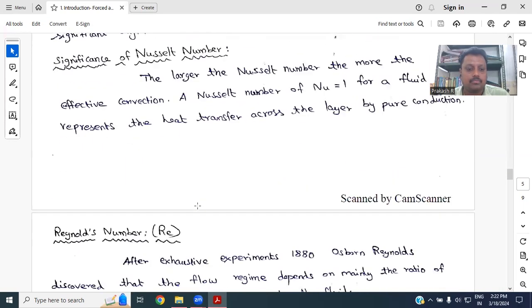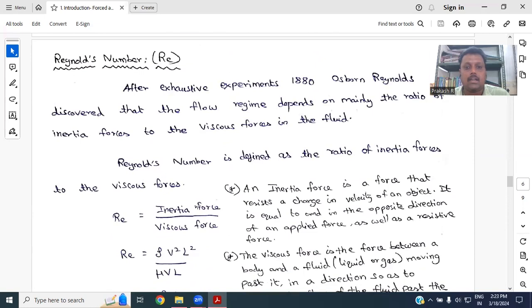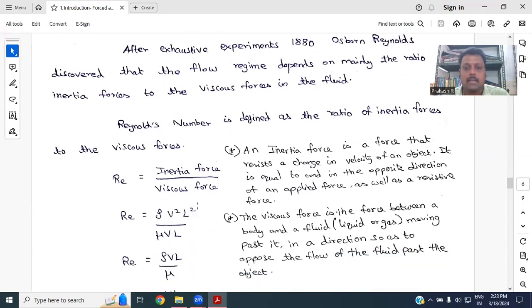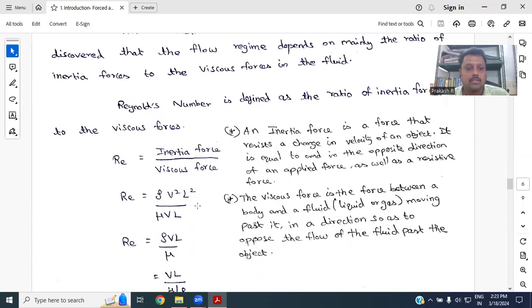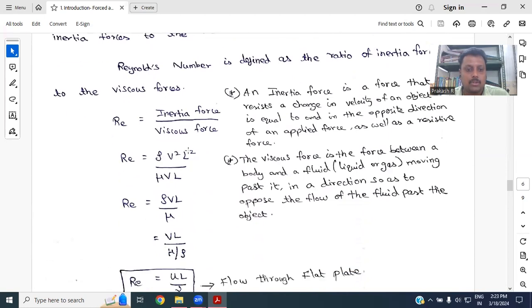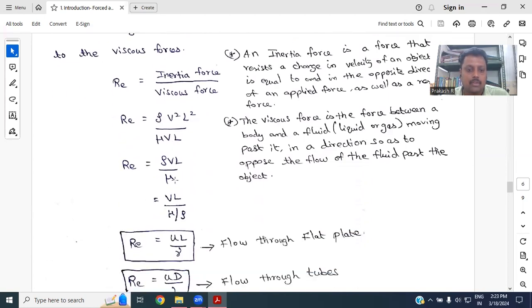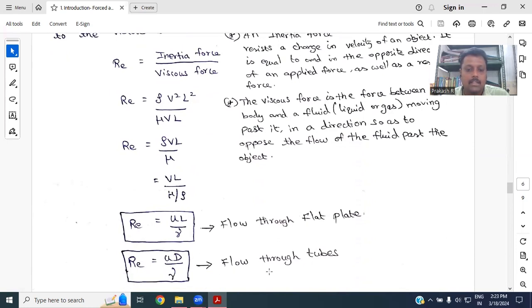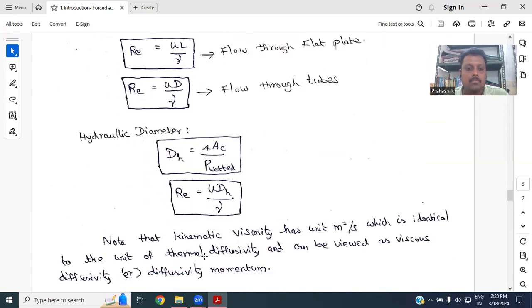The second number is the Reynolds number. The Reynolds number can be defined as the ratio of inertia force to viscous force. By substituting the inertia force and viscous force values, the final equation of the Reynolds number is UL by gamma. This is the Reynolds number formula when we are solving a problem on a flat plate. If it is a tube or sphere, the Reynolds number formula becomes UD by gamma. Here we are substituting a term D, that is the diameter of the tube.